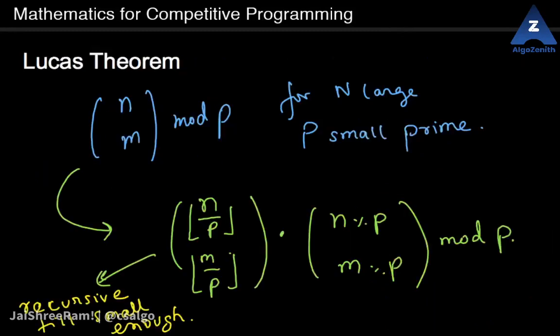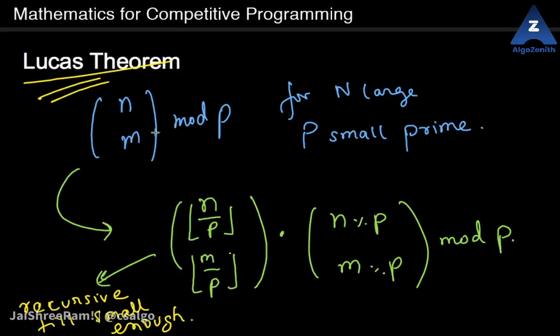Okay, now let's talk about one theorem that n choose m, or n choose r, follows. So whenever you need to calculate n choose m mod p for a large n and a small prime p. Okay, let's say this is the scenario. Make sense? So in this particular scenario, you can use something called Lucas theorem, which says that, okay, write n in base p, write m in base p, and take corresponding chooses and multiply them mod p.